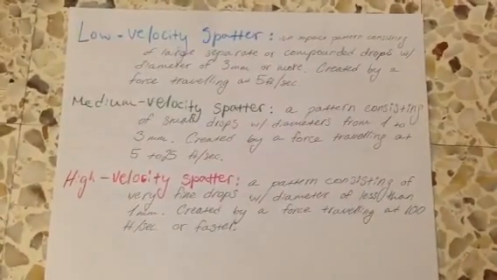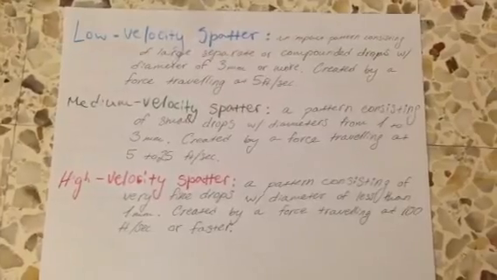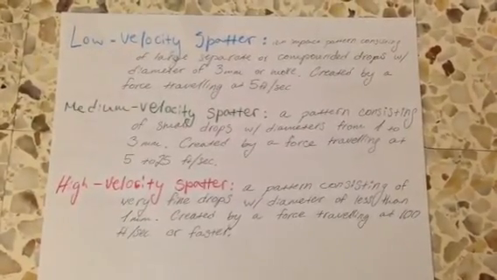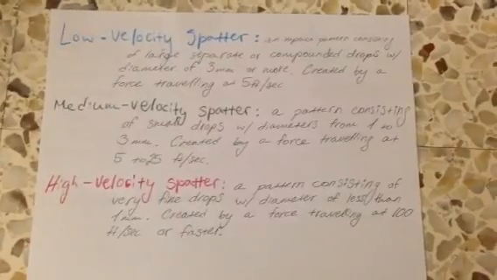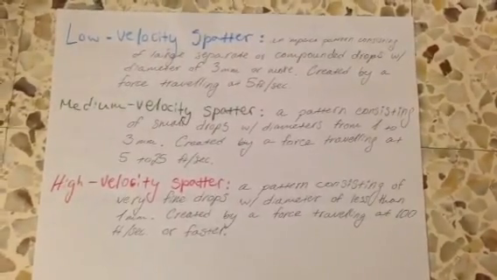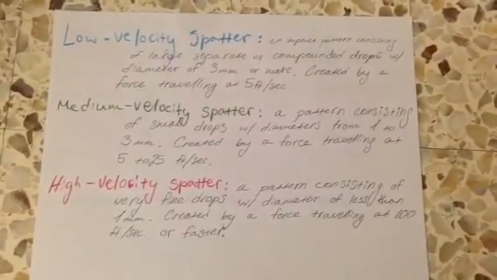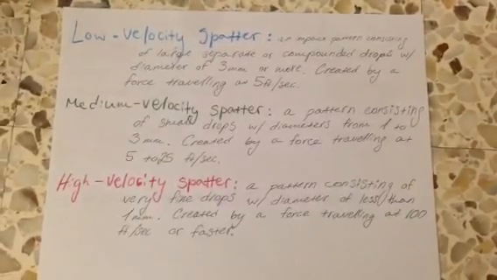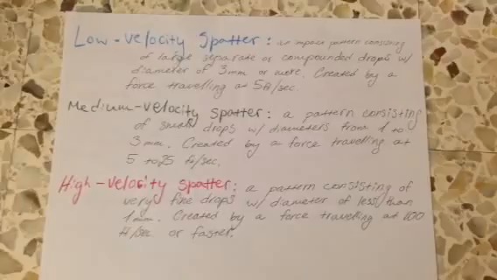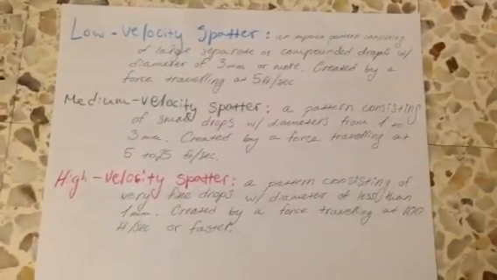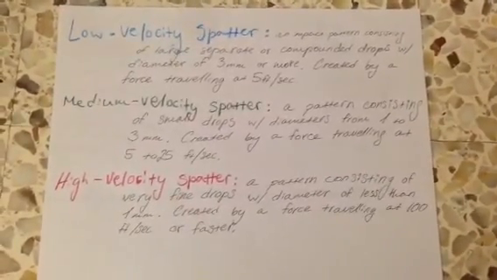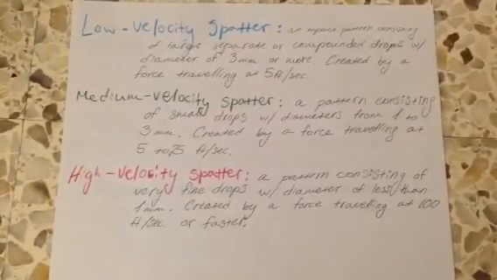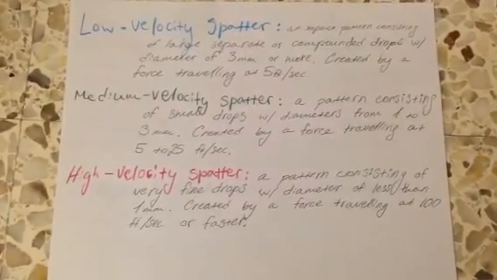There are also different spatters that differentiate by their velocities. So low velocity spatter is an impact spatter pattern consisting of large, separate, or compounded drops with diameter of 3 millimeters or more. Such spatter is created by a force traveling at 5 feet per second. Medium velocity spatter is a pattern consisting of small drops with diameters from 1 to 3 millimeters. Such pattern is created by a force traveling at 5 to 25 feet per second.